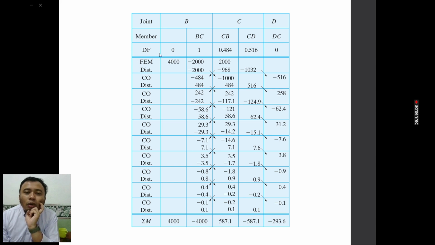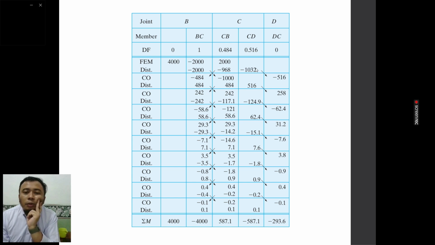Next, you can write up your distribution factors: 0, 1, 0.484, 0.516, and 0. Next, you can write your fixed end moment here. This is 4000 Newton meter at the end of B. Then you calculate WL squared over 12 here, negative 2000 and 2000 at BC and CB respectively.